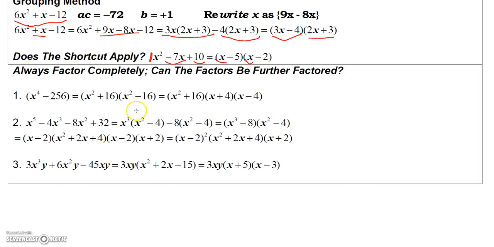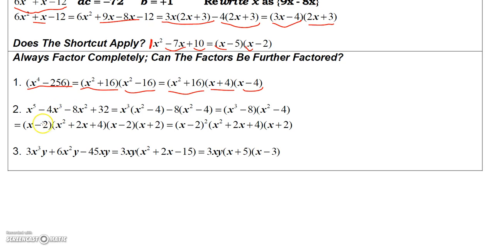And then the last thing I want to mention before we leave this section is, don't just pat yourself on the back once you factor something. Always check the new factors and see if they'll factor further. For instance, here, x to the fourth minus 256 factors as difference of squares into x squared plus 16, x squared minus 16. But then, x squared minus 16 will factor into x plus 4 times x minus 4. So you have 3 factors there.